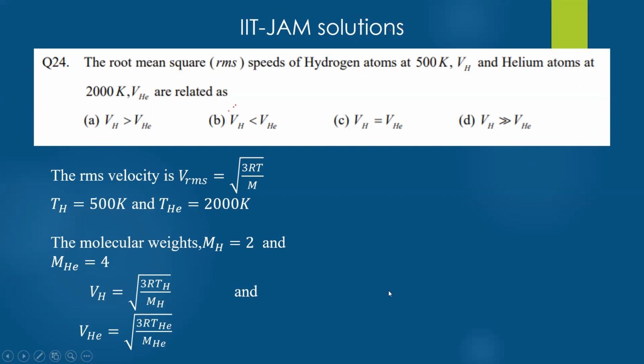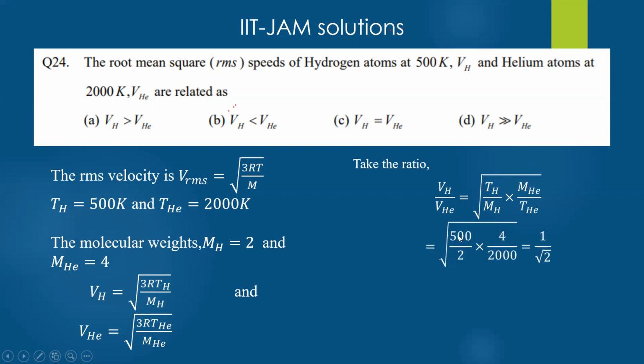Take the ratio of these two equations, that is VH by VHe gives you this ratio. Substitute for temperature and molecular weight, you will get the square root of this particular product. That gives you 1 by root 2, because 500 into 4 gives you 2000, the 2000 gets cancelled, and you will get 1 by square root of 2. It shows that VH by VHe is equal to 1 by square root of 2.